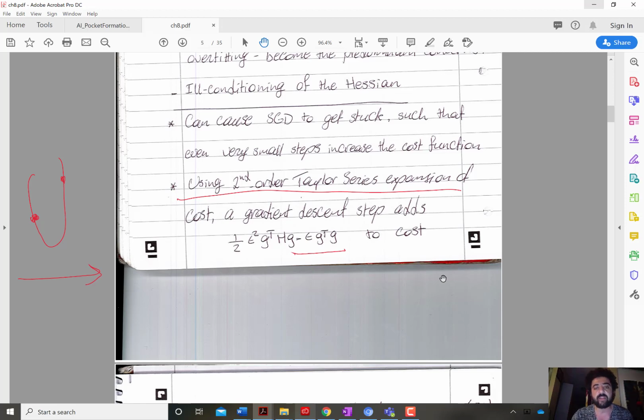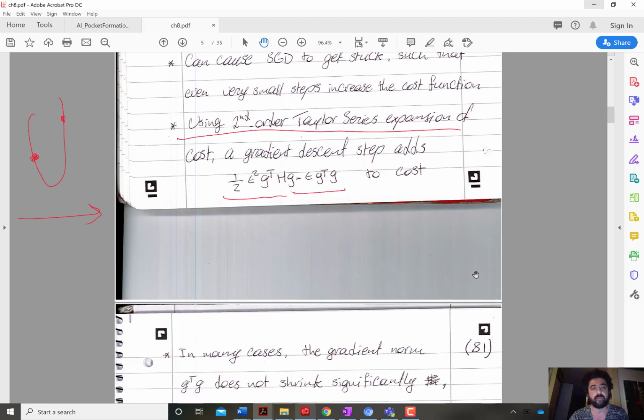But it adds another term which typically we assume will be insignificant, but not necessarily, and in that case it will not. And that other term depends on the second order derivative, depends on the Hessian, right? That other term equals half epsilon squared, where epsilon is the learning rate, G transpose HG. So that's why you need epsilon to be very small, right?